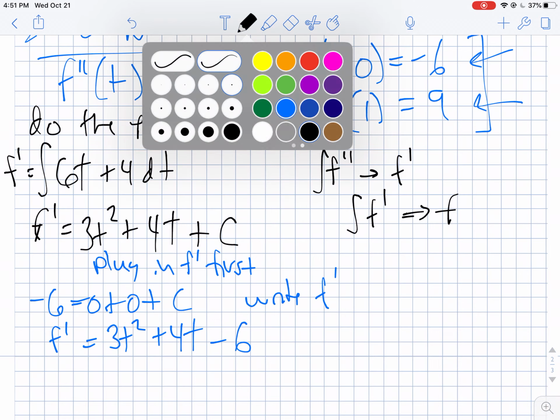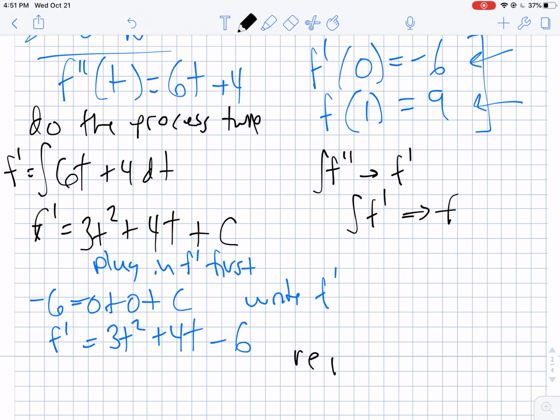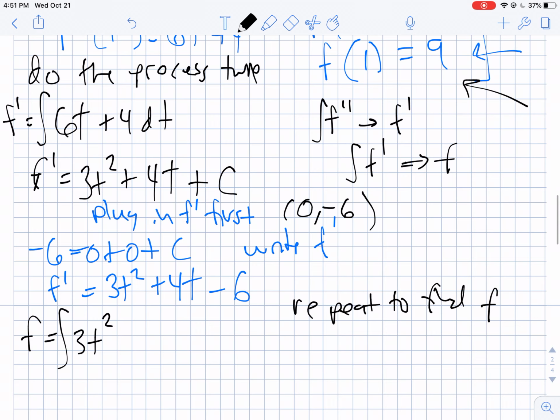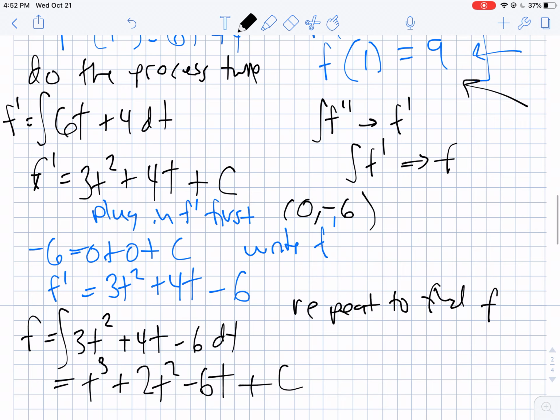Now, I'm just going to repeat this process again to find f. So I just use the f prime condition, the 0, negative 6 right there. Now I'm going to use the other one when I'm able to actually get f. So f will be the antiderivative of f prime, so 3t squared plus 4t minus 6. That'll be t cubed plus 2t squared minus 6t plus c.